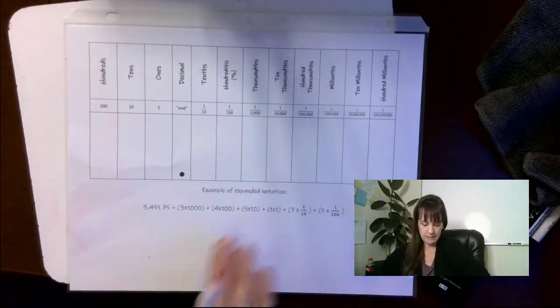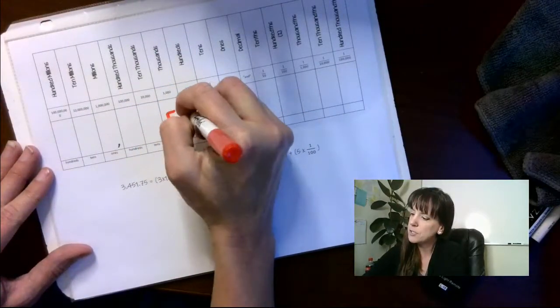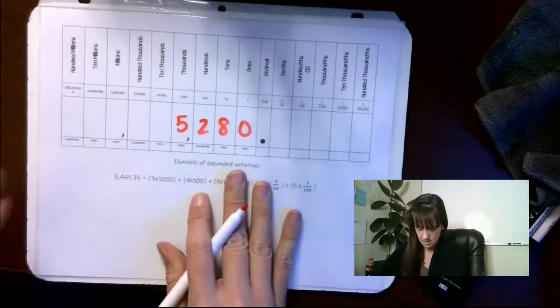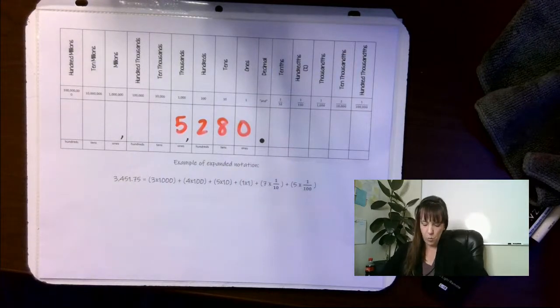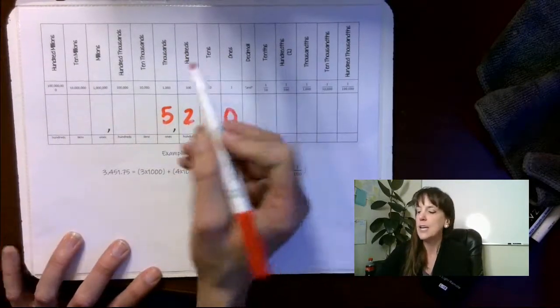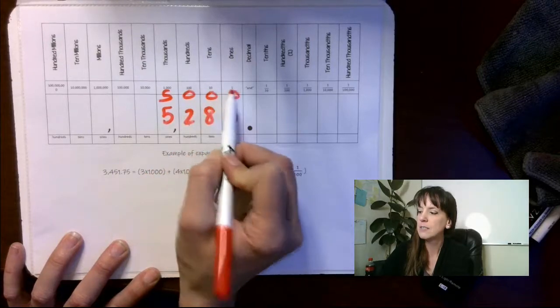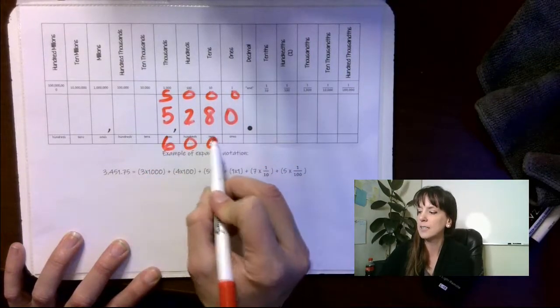So then let's look at another one. Round 5,280. There is one non-zero digit, so if we did that, all these guys have to be zeros. So that's in our thousands position. Is it going to stay 5,000 or is it going to be boosted up to 6,000?